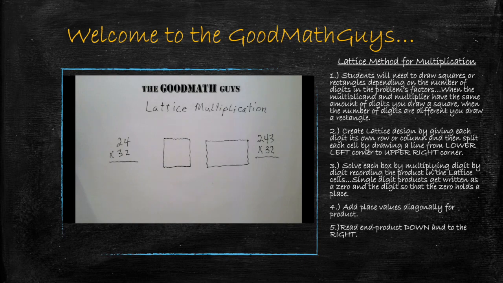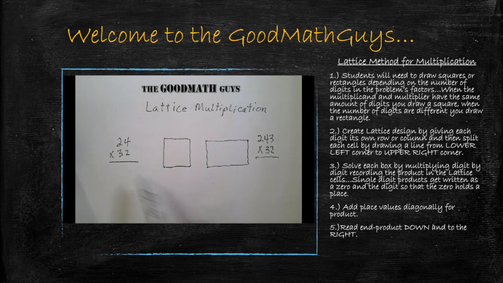The lattice requires students to be able to do certain things like draw squares and rectangles. They don't have to be perfect. You'll notice if you're looking at mine here that I prepared before starting this video. We just need to know when we have to draw them.